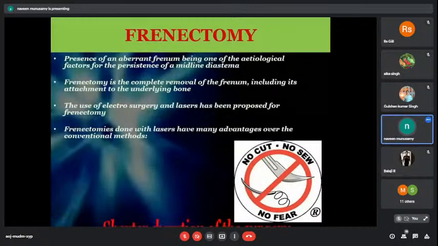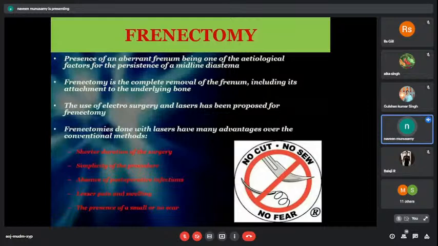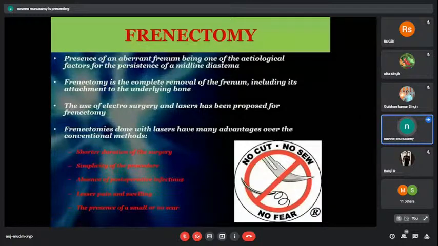So it has these advantages: shorter duration of surgery, hardly 5 to 10 minutes, simplicity of procedure, absence of post-operative infections, lesser pain and swelling, presence of small or absolutely no scar. Till 5 years back, before I got a laser, all these procedures were done by a periodontist. Absolutely wonderful job, but you have to call the patient back for removing the sutures. One of the sutures on the top was so difficult to remove and the patient used to get phobic about it. With lasers, nothing is required.